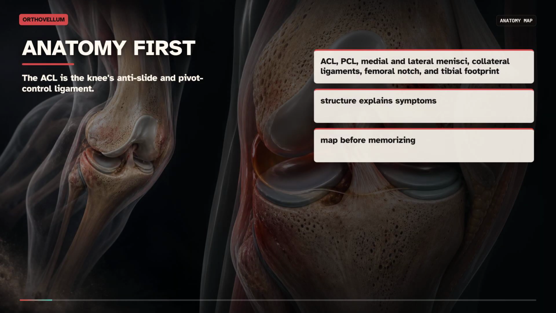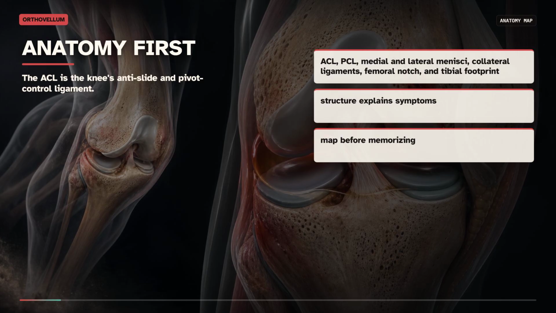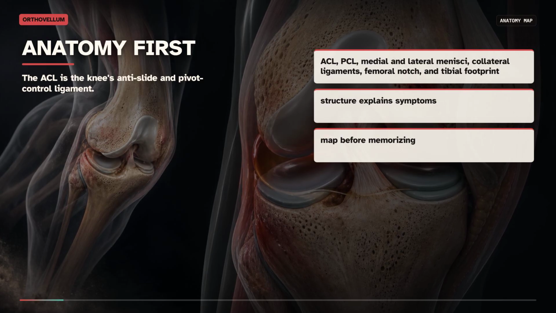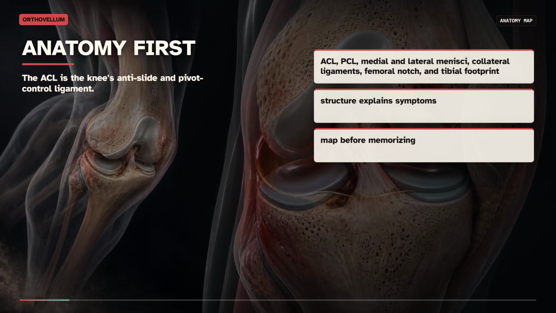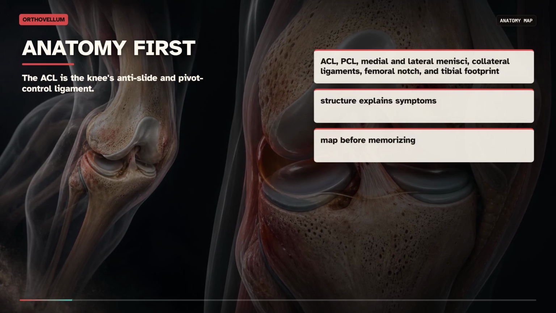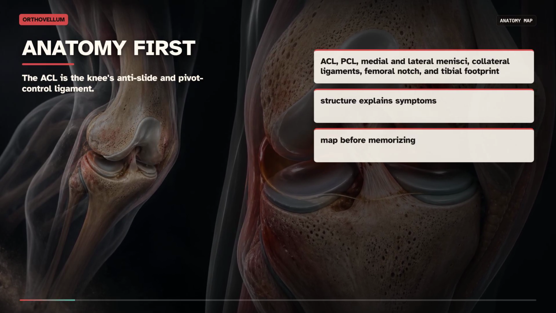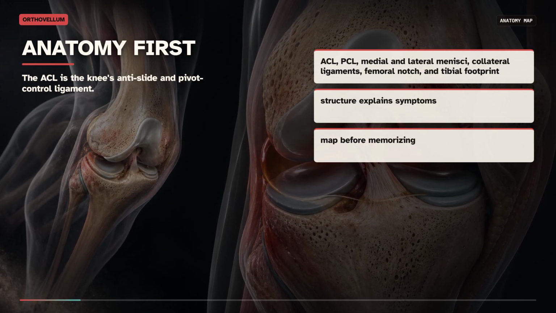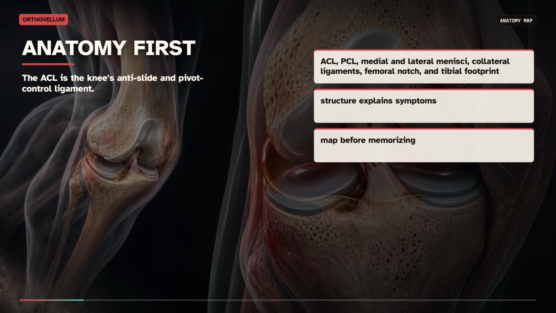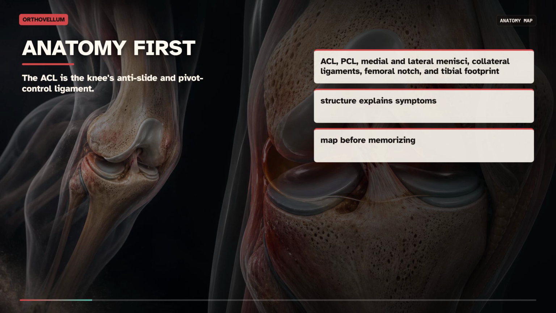Start with the anatomy. For ACL tear, the important structures are ACL, PCL, medial and lateral menisci, collateral ligaments, femoral notch, and tibial footprint. Do not memorize the picture as a list. Ask what each structure is trying to do when the person moves. In real life, the problem sounds like this: a pop, fast swelling, pivoting pain, and the knee giving way when changing direction. That story is the doorway into the diagnosis. It tells us which tissues are likely overloaded, irritated, torn, compressed, or failing to share load.